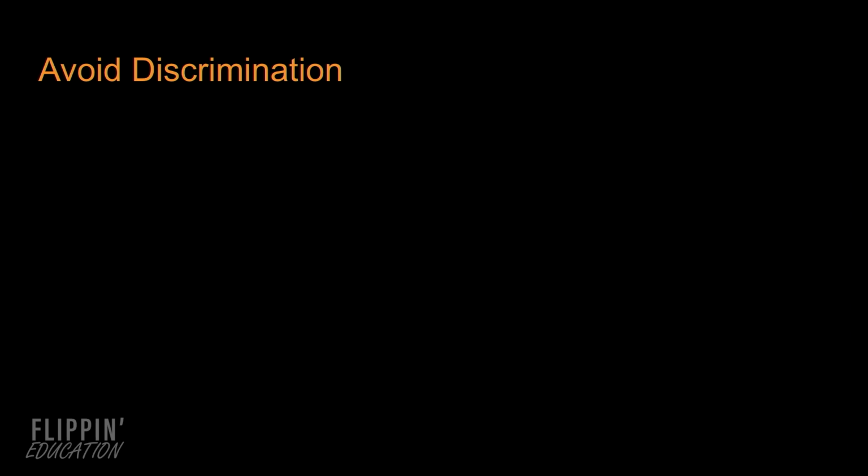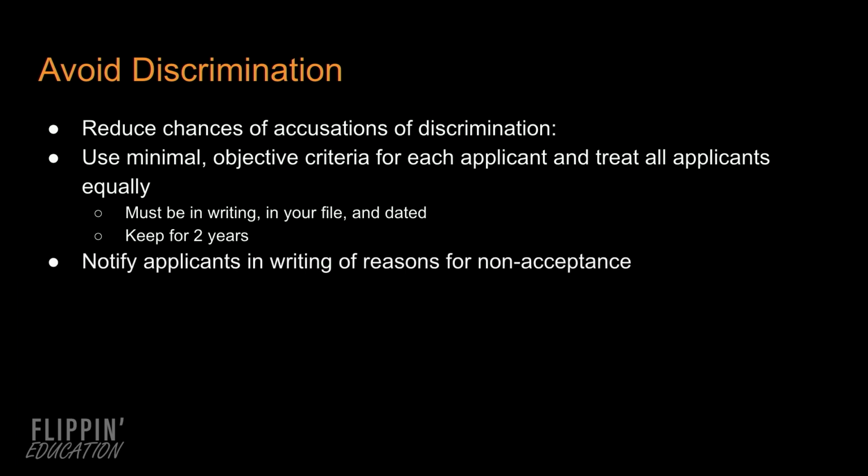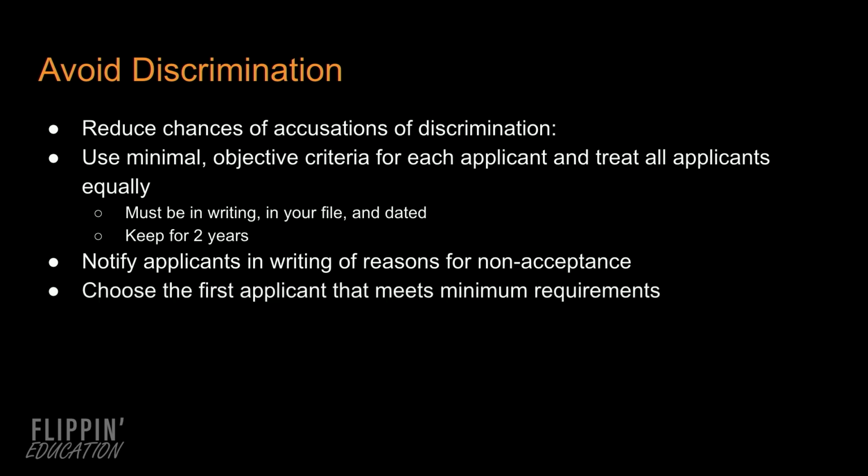So in case you need some help with that, which hopefully you don't, here's some ways to avoid discrimination. Reduce the chances of accusations of discrimination by using minimal objective criteria for each applicant and treat all applicants equally. This must be in writing and in your file and dated. And keep those files for at least 2 years. Notify applicants in writing for reasons of non-acceptance. Choose the first applicant that meets those minimum requirements. Don't cherry pick your favorite, go with the first one and it will protect you. Send an approval letter in writing.